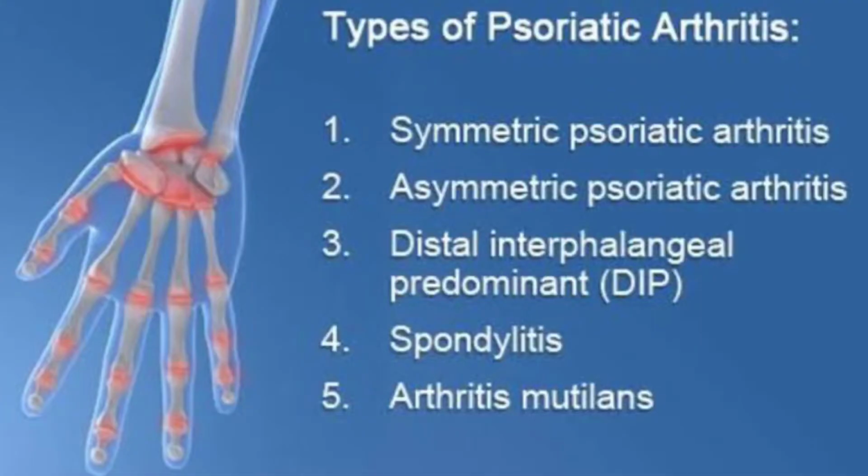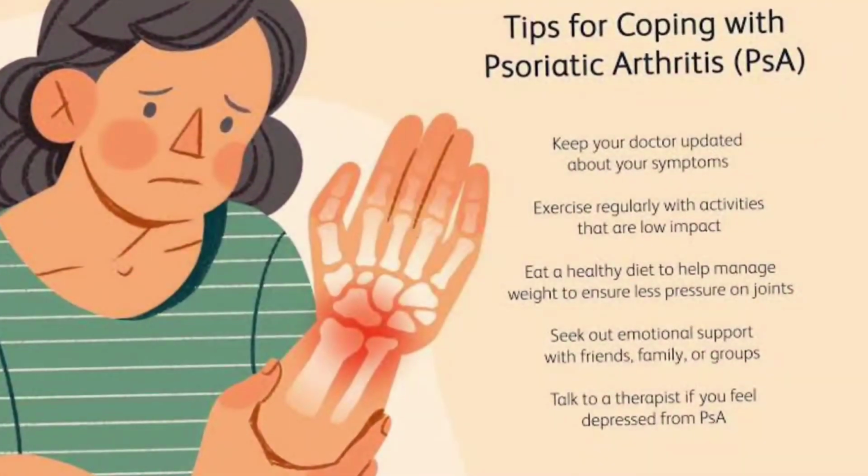Next is spondyloarthritis. It causes stiffness of the joints, especially of the neck, and it affects the sacroiliac joint of the spine too. And the last one is distal interphalangeal joint type. It causes stiffness and inflammation of the fingers and toes too.